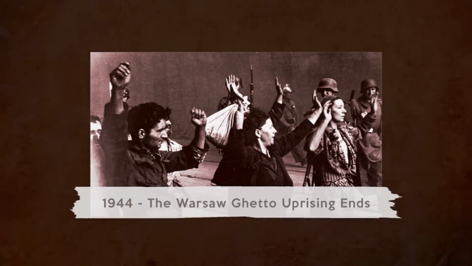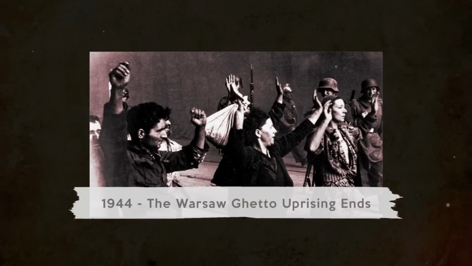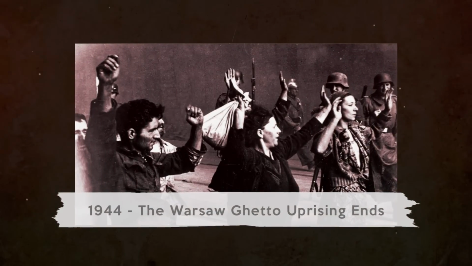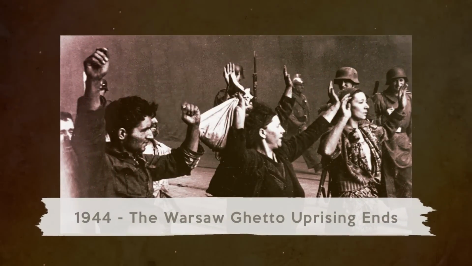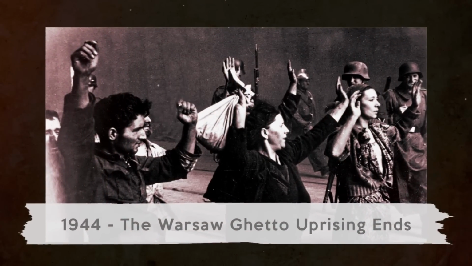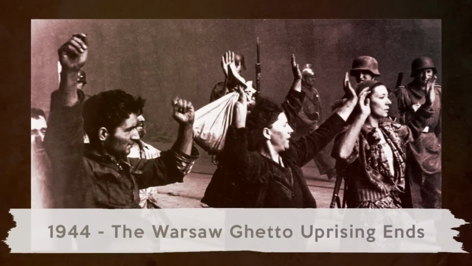1944, the Warsaw Ghetto Uprising ends. In May 1944, the Warsaw Ghetto Uprising was crushed by Nazi forces, resulting in the death of many resistance fighters and civilians.